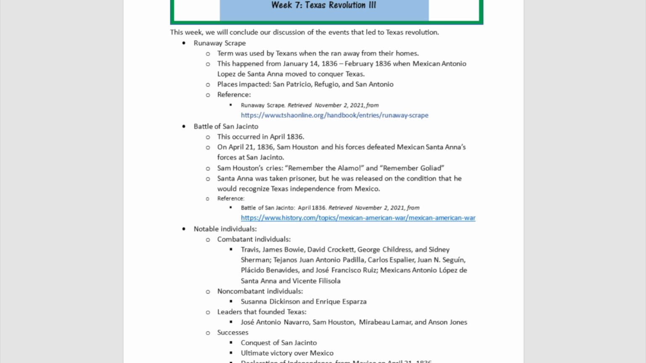All right. So, what was the Runaway Scrape? If you heard Runaway Scrape before, it was the term that was used by Texans when they were running away from their homes, and this happened between January 14th of 1836 and February of 1836, when the Mexican Antonio Lopez de Santa Anna moved to conquer Texas. So lots of Anglo-Europeans who were in Texas just fled, they left, and they ran away. And places impacted were places like San Patricio, Refugio, and San Antonio, just around that neighborhood. So that's what the Runaway Scrape was.